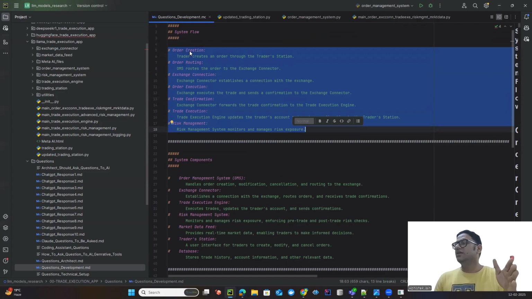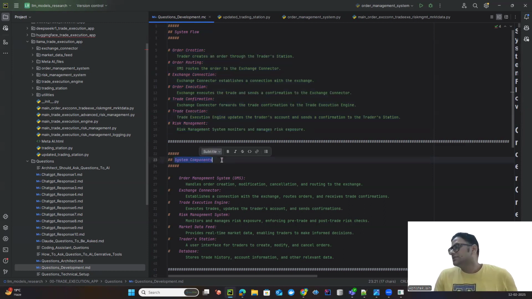First, we have to create the order, then the order gets routed to the exchange, and the exchange makes the connections, and then the order gets executed. Trade confirmation happens, the trade is executed by the trade engine, and then there is risk management, which does a pre-trade or post-trade risk analysis.